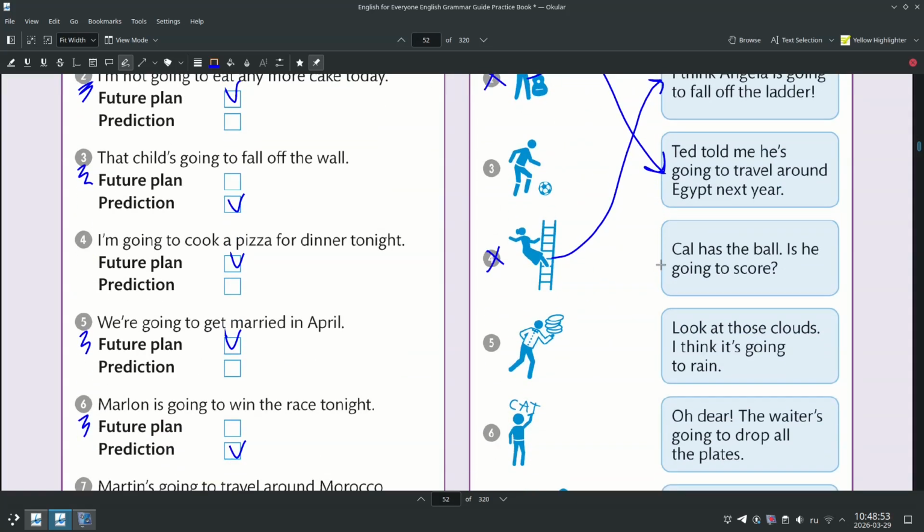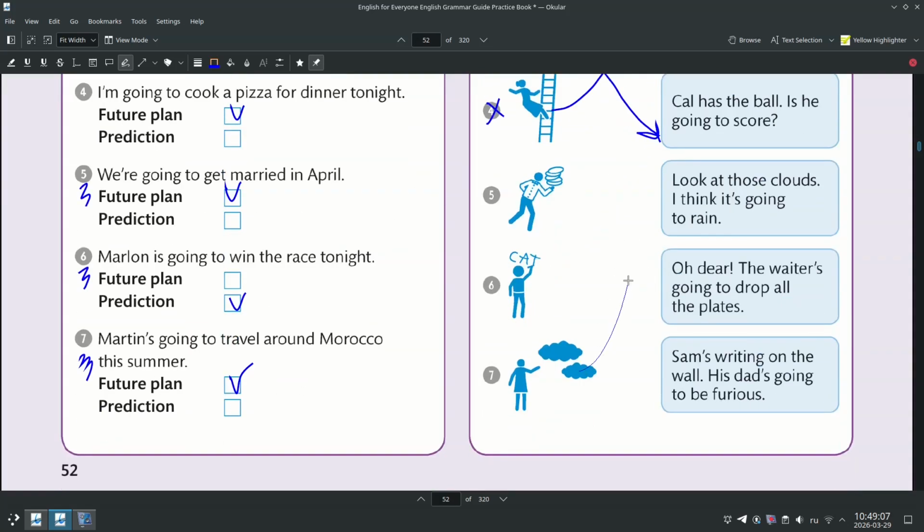Cal has the ball. Is he going to score? Number 3. Look at those clouds. I think it's going to rain. Number 7. Oh dear, the waiter's going to drop all the plates. Number 5. Sam's writing on the wall. His dad's going to be furious. Number 6.